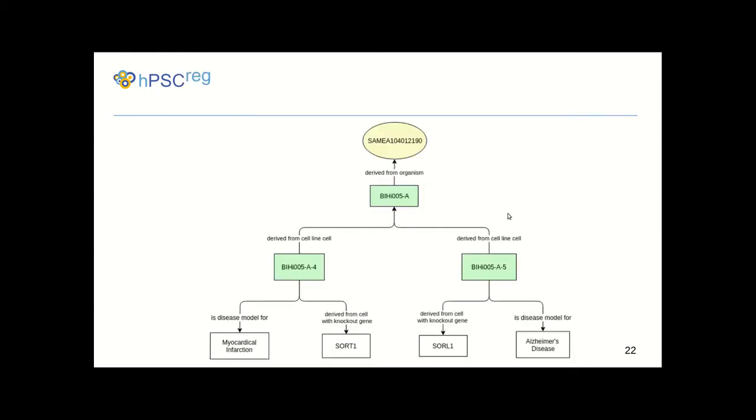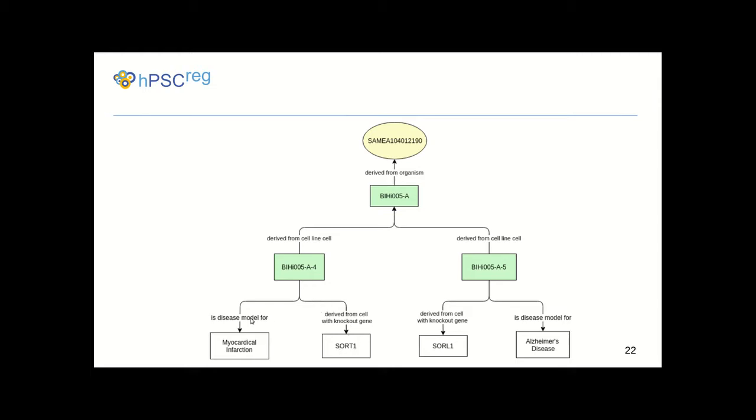And I mentioned before that we also have subclones, so genetically modified cell lines, and we also had to think about how to represent them. And here again we have the cell line BHI005-A, which derived from this donor. And then we have two cell lines which have been genetically modified. So here we have the BHI005-A-4 line, which has been derived from the parent line with the knockout of the gene SORT1.